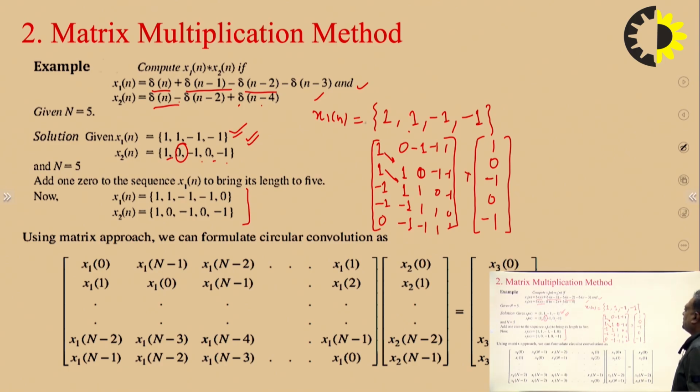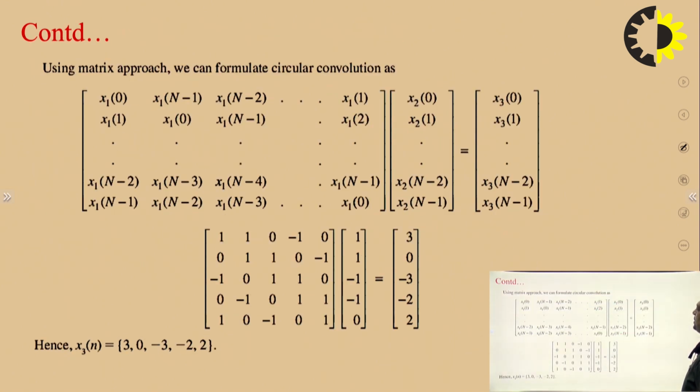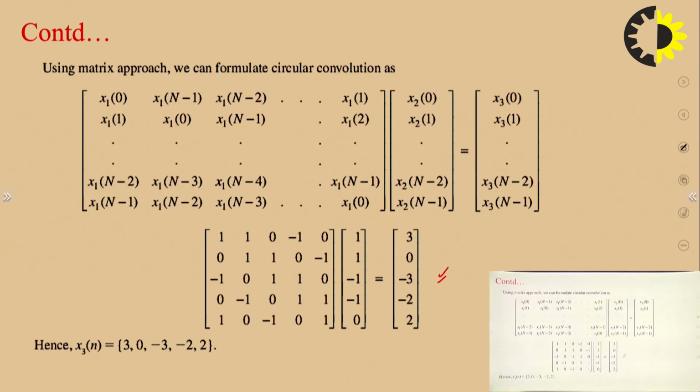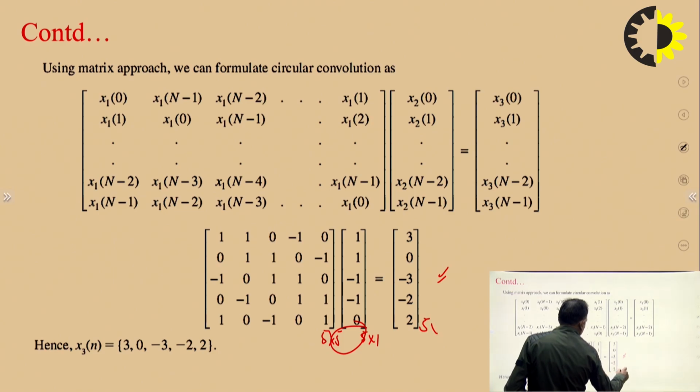When we do the matrix multiplication, we will simply get the values. That is nothing but the convolved sequence values. Like here we have seen 1 1 0 -1 0, 0 1 1 0 -1, and like this. So we will simply do the matrix multiplication. The dimension of this matrix is 5 cross 5, and this is basically 5 cross 1.